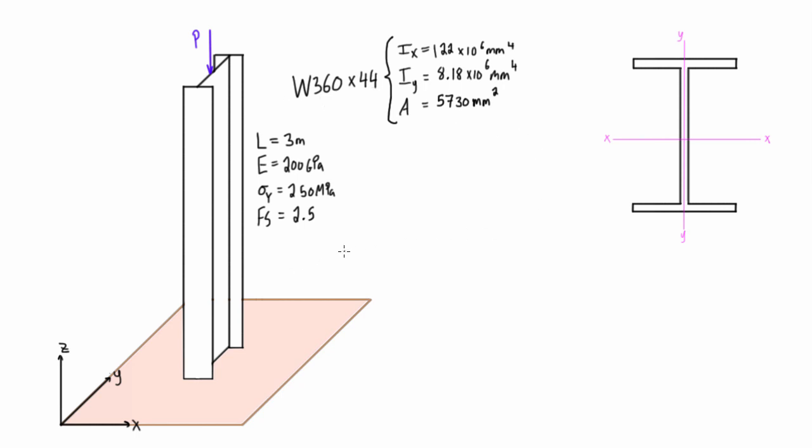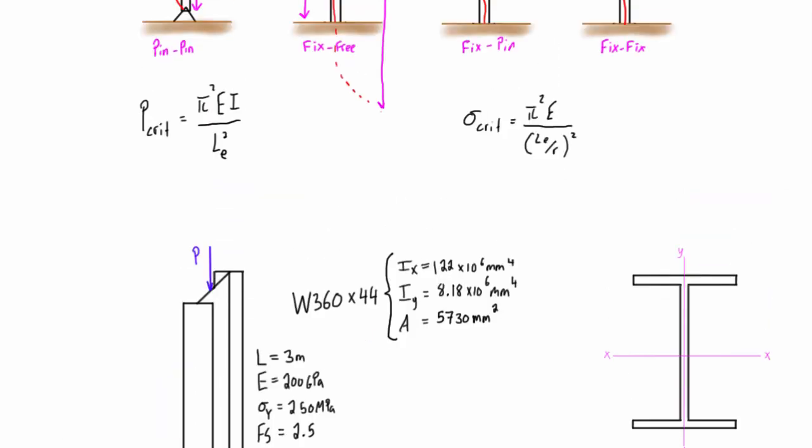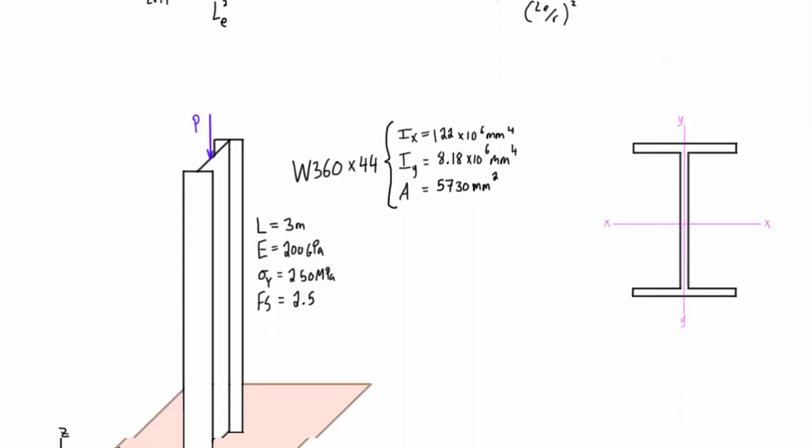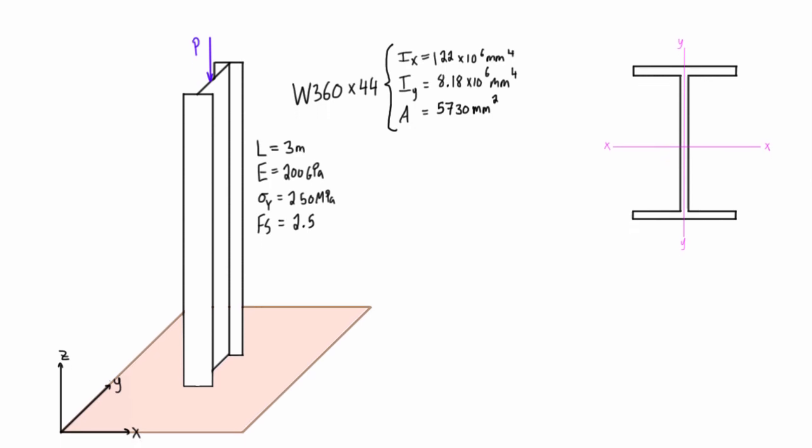All right, so when we're looking at this, we have one fixed end and one free end. If you remember from a couple of videos ago, we had these diagrams. In the case where we have a fixed end and a free end, the effective length that we're going to be using in the expression for P critical is twice the actual length of the column. Now we have to make sure that's true in both directions that this can possibly buckle in.